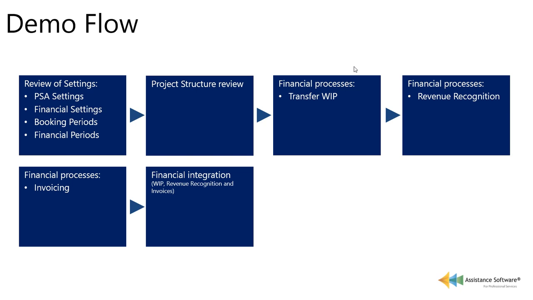And then we'll look at the individual processes in the PSA Financials module. Essentially 3 processes: transfer WIP, revenue recognition, and the invoicing process. And we'll conclude by looking at the financial integration table and talk a little bit about the data elements that are required in order to transfer data in a bidirectional manner with your ERP system.